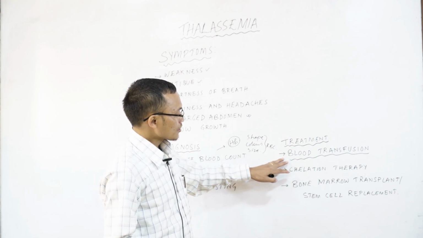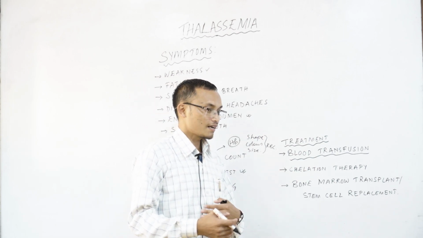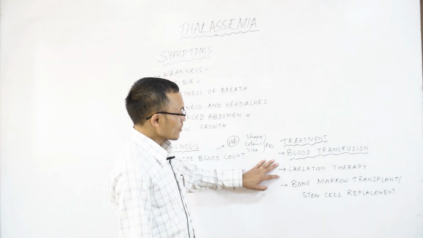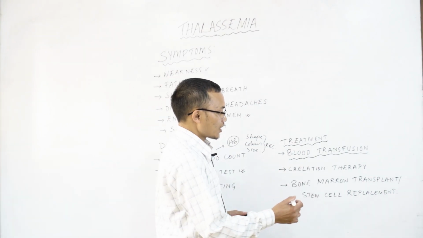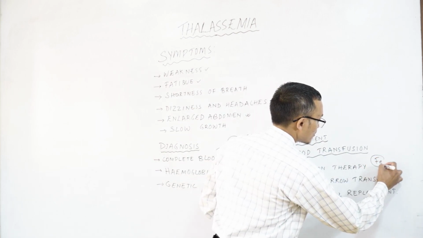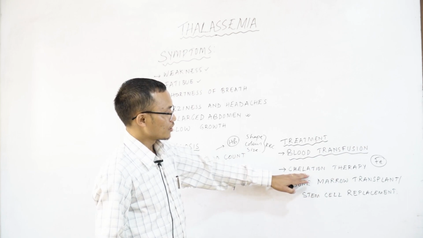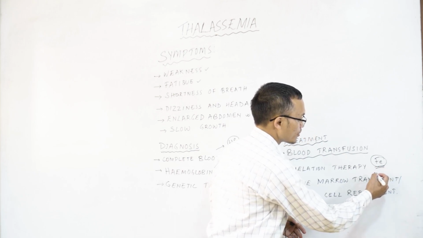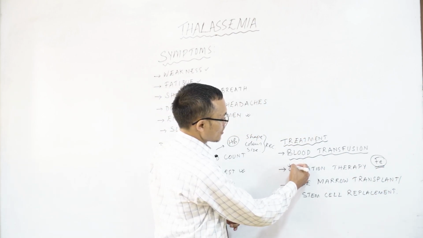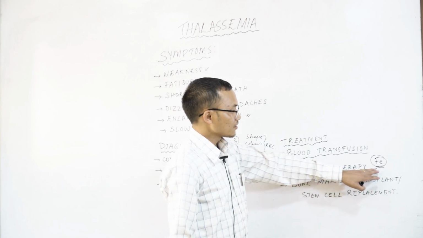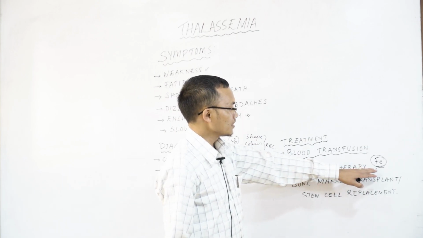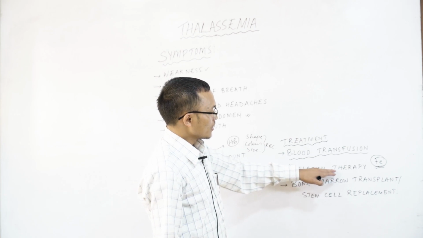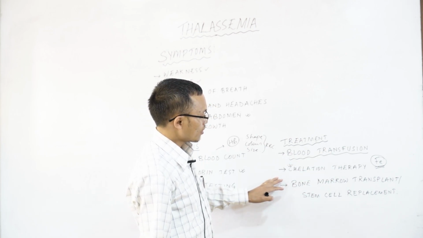Now frequent blood transfusions will lead to the accumulation of iron in the body, or what is called iron overload. That will give rise to other problems. So this excess iron in the body has to be removed, and that can be done by chelation therapy. Through this technique, the iron will be removed so that it does not cause any other disease in the body. But all of these will not give us a permanent cure for thalassemia.